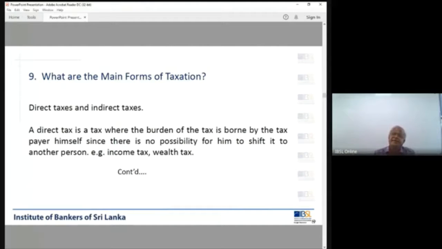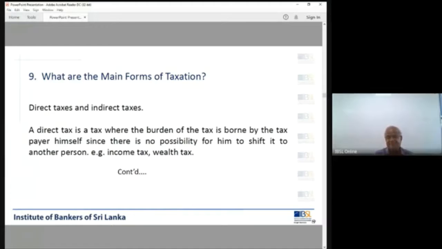Direct versus indirect, 80-20, 20-80. A direct tax is a tax where the burden of the tax is borne by the taxpayer himself. If I am a taxpayer, I have to compile my tax return, calculate all the income and pay the tax to the government, the Inland Revenue Department, myself. There is no possibility to shift it to another person. Income tax, wealth tax. I can't ask my friend to pay my tax. I can't pass on the burden.